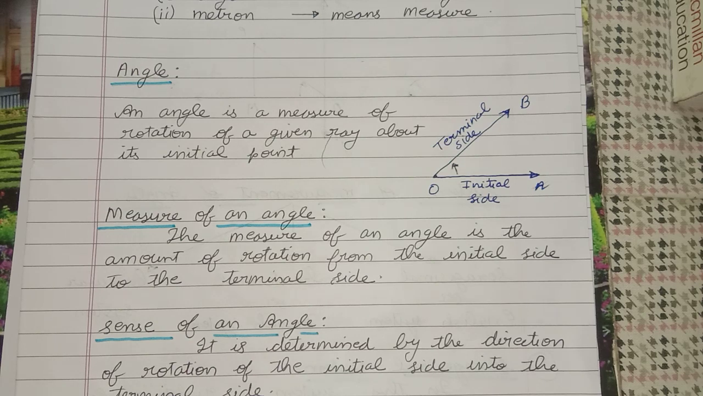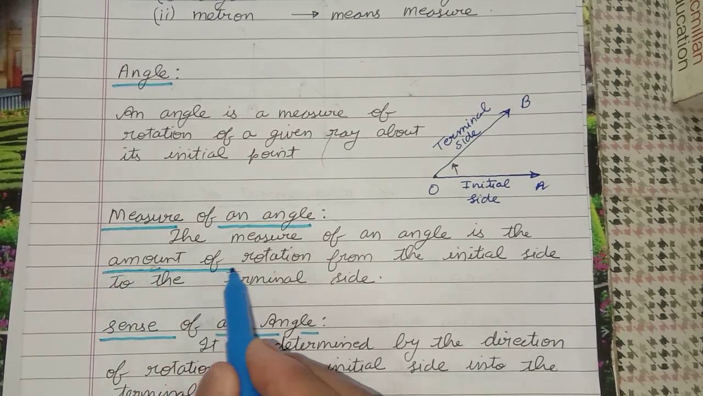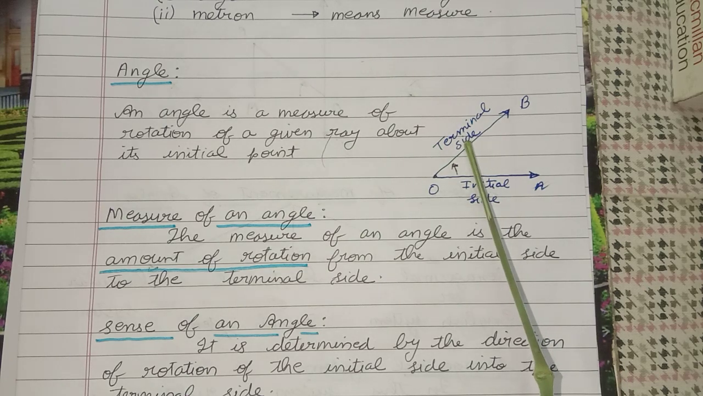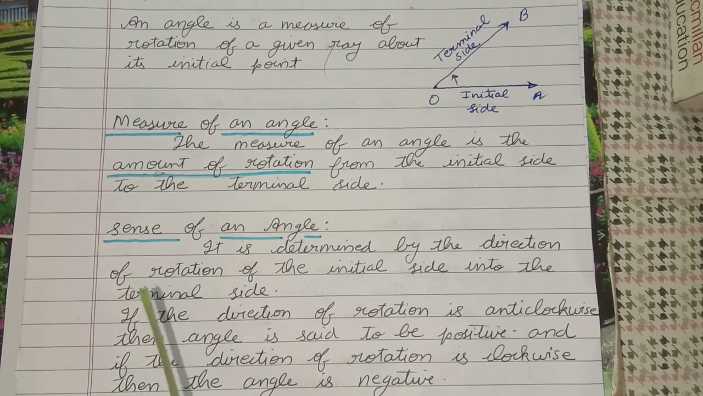I'll underline this. Measure of an angle is what? It is the amount of rotation from the initial side to the terminal side. This is the initial side, this is the terminal side. The amount of rotation is called the measure of an angle. Very simple definitions, but they need to be studied.